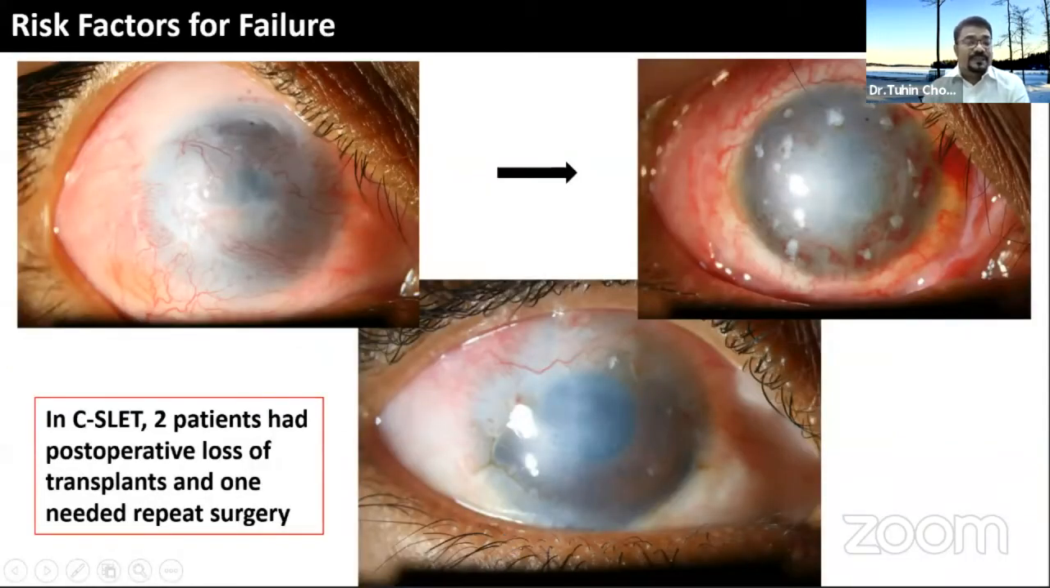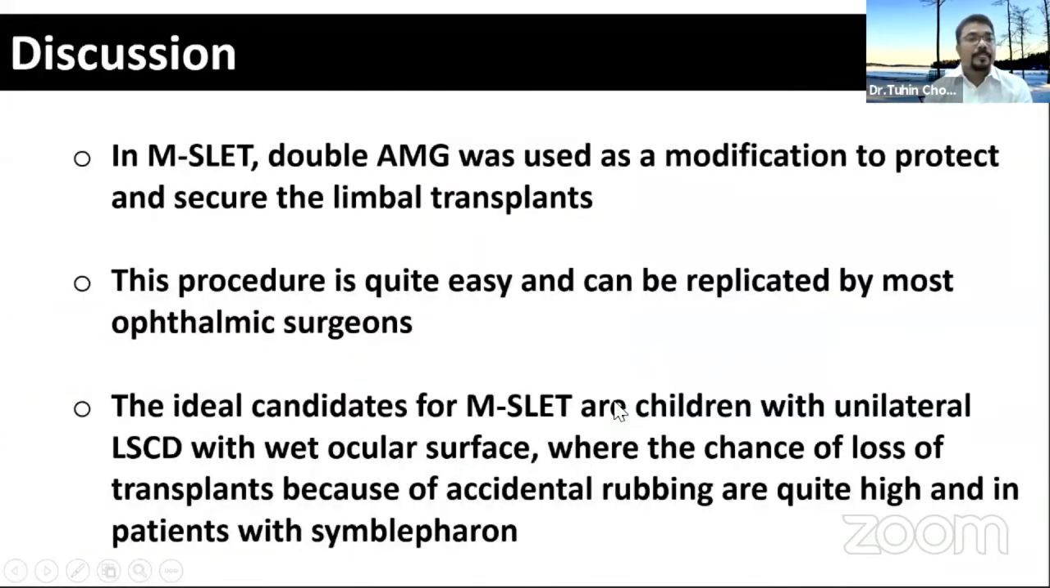In C-SLET, 2 patients had postoperative loss of transplants and 1 needed repeat surgery. This is the patient who lost the transplants and then had repeat surgery, and this is the result. Still not very good. So in M-SLET, double AMG was used as a modification to protect and secure the limbal transplants. This procedure is quite easy and can be replicated by most ophthalmic surgeons.